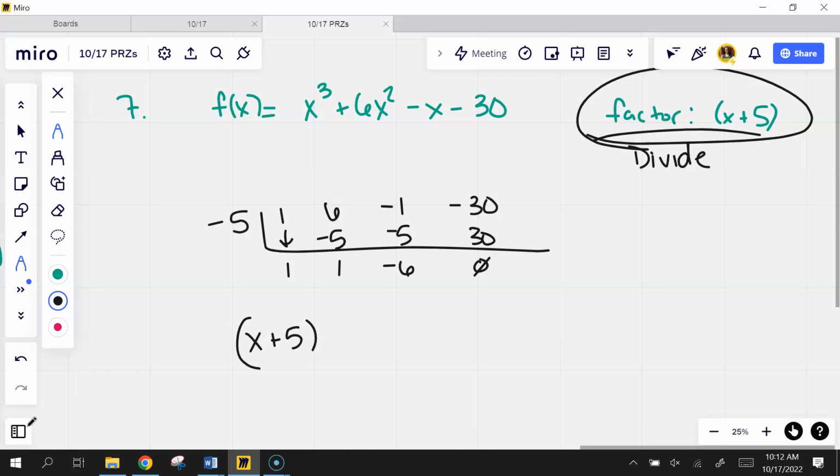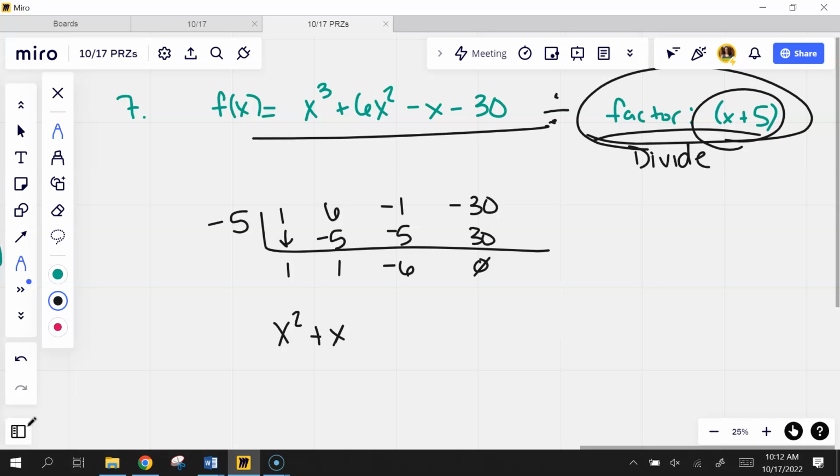Okay, that means that f of x, this is f of x, divided by x plus 5 gives me x squared plus x minus 6. Again, if you get a remainder, you did it wrong, okay? That doesn't mean you can never get a remainder when you divide by something. It just means if you divide by a factor, you should not get a remainder, okay?